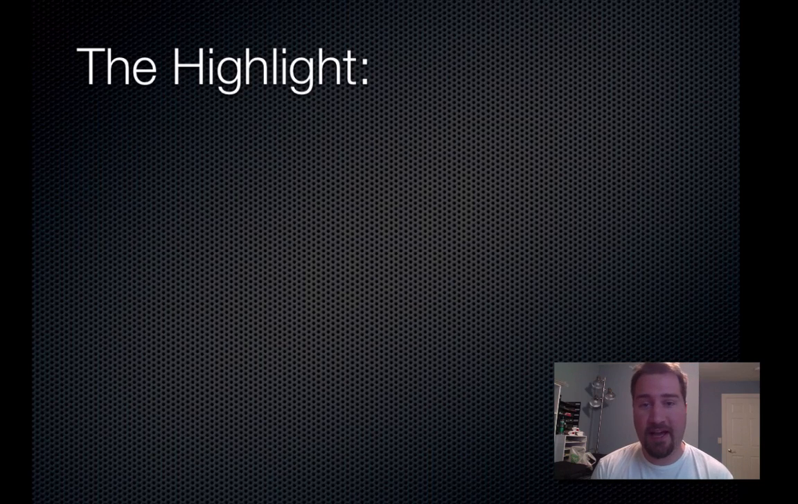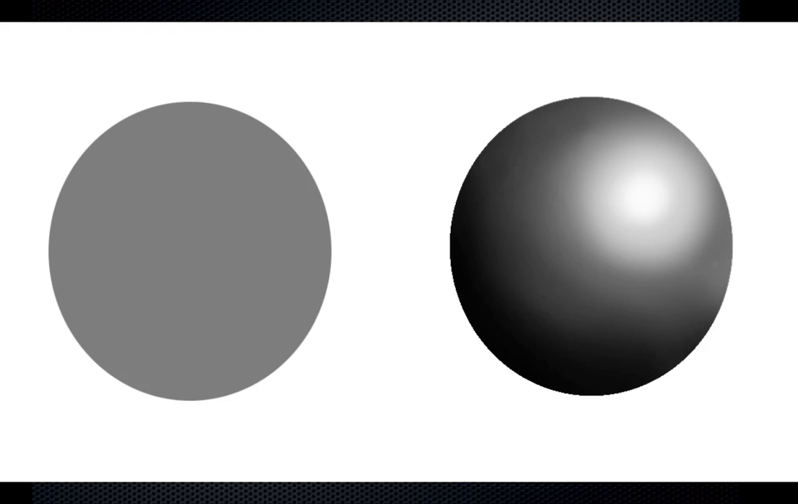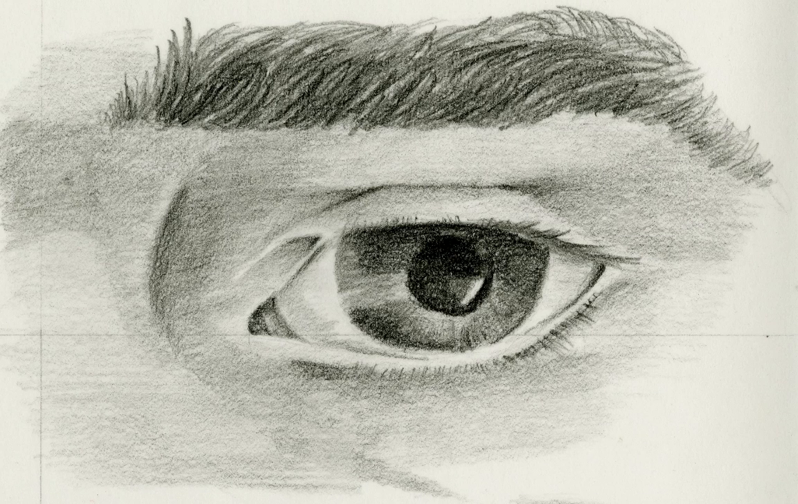First of all, the highlight. The highlight encompasses your lightest values, from white to light gray. This is the part of your form where light directly hits. Only about 10% of your picture will be highlight. And if you go back to that image of the eye that I drew, look how little of the piece was white or very, very light.